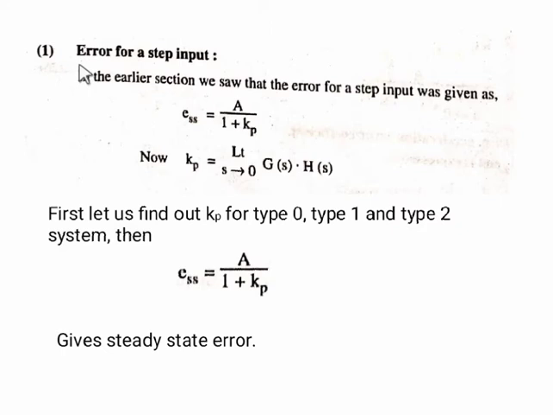First, error for a step input signal. In the earlier section, we derived the equation of steady state error ESS equal to A divided by 1 plus Kp, where Kp equal to limit s tends to 0 of G(s)H(s). Now we find out the value of Kp for the type 0, type 1 and type 2 systems. So ESS equal to A by 1 plus Kp, which gives the steady state error.